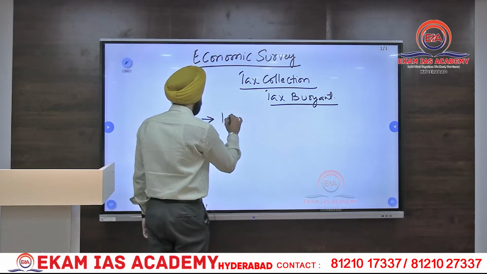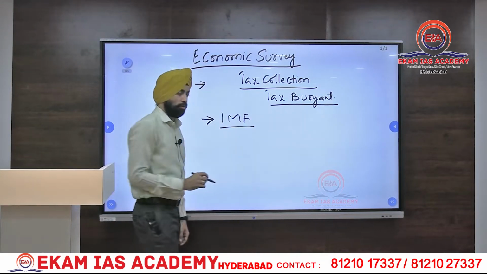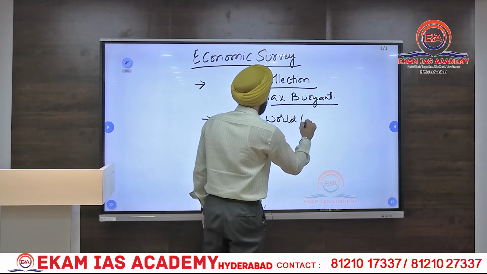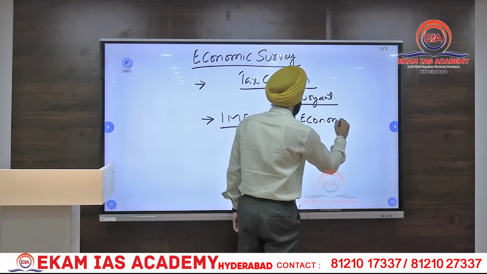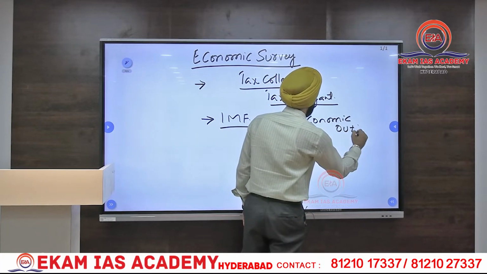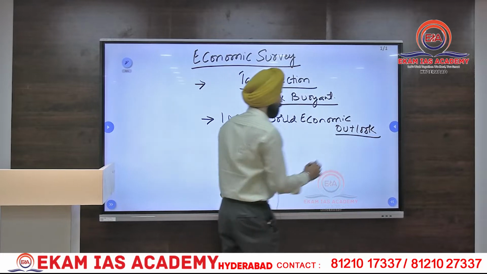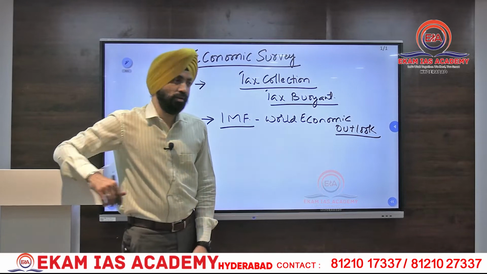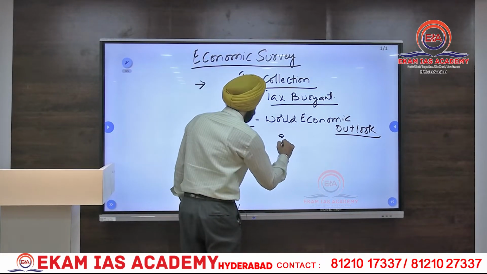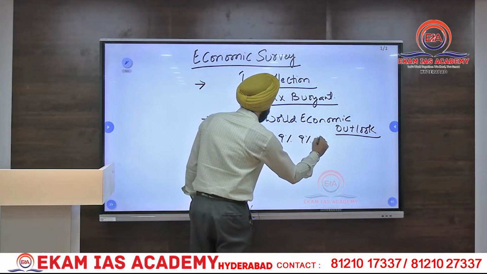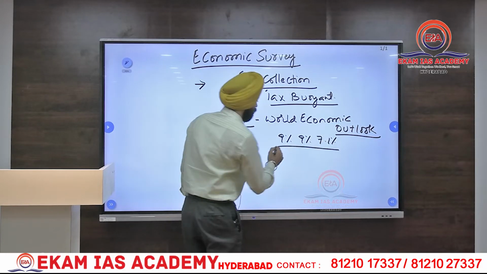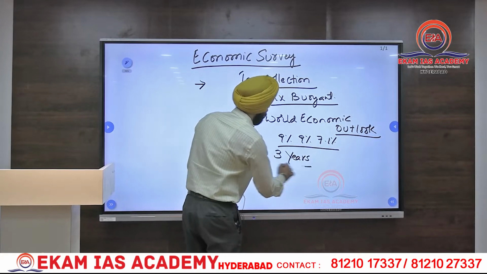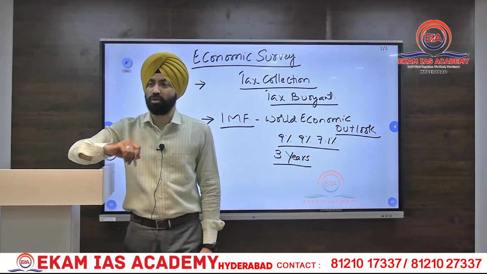One more important dimension, we spoke about the IMF, in which it is trying to give a world economic outlook. In this world economic outlook, what did IMF say? What is the growth rate of India in the next 3 years? 22, 23, it would be around 9% each, and then it would be 7.1%. So it means India would become the fastest growing economy in the world in the next 3 years. All the 3 years, India would be the fastest growing economy in the world.